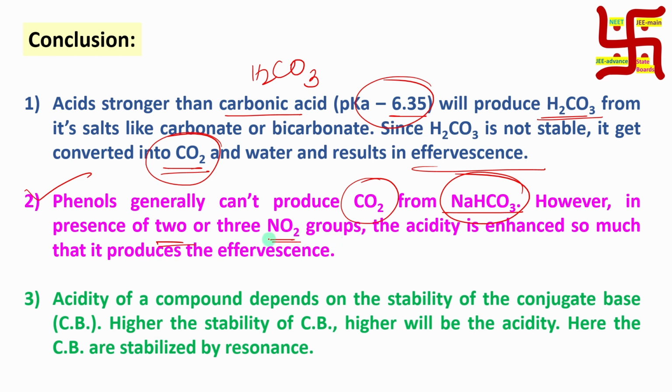Okay. Next, acidity of a compound depends on the stability of the conjugate base. The higher the stability of the conjugate base, the higher will be the acidity. And here, if you look, the conjugate base is stabilized by resonance, I've already shown. So this is the overall discussion.